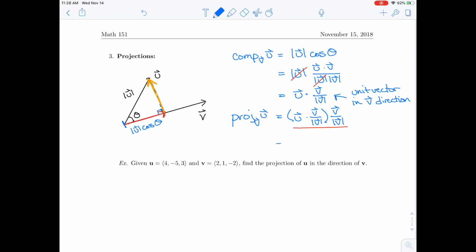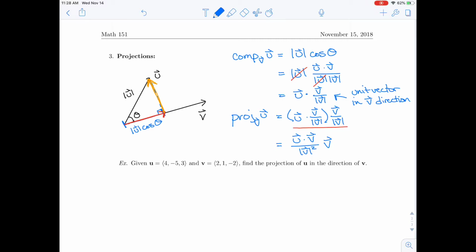Now the book will probably write this as u dot v over magnitude of v squared times the vector v. And that is a perfectly valid way to write this, but it doesn't illuminate what the projection of u onto v is. It doesn't show you that it's that component of u in the v direction times the v direction.